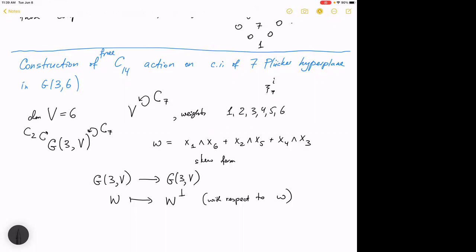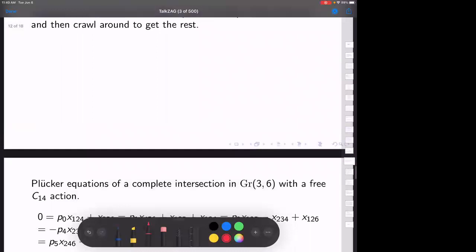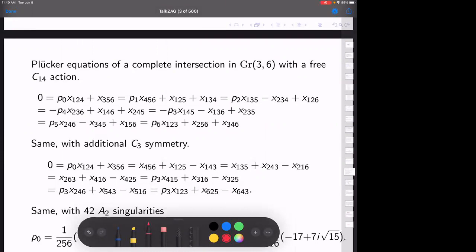Okay, now, once you have it, you can look at the action of this C14 on wedge 3 of V dual, and it splits according to eigenspaces. And then you take a complete intersection, again carefully picking elements from the eigenspaces. And once you do that, you're able to write equations. So these are Plücker equations of a complete intersection in G36 with this free C14 action. As you see, completely doable by hand.